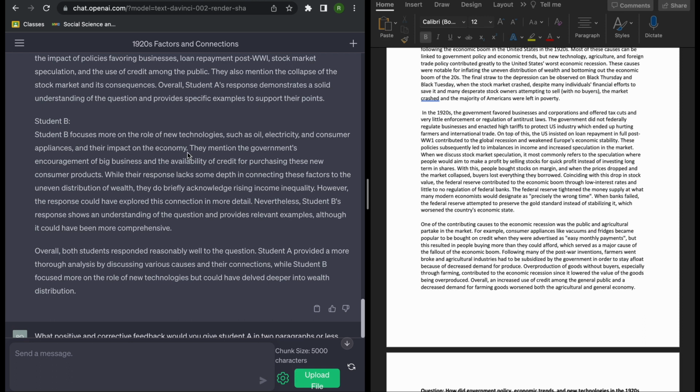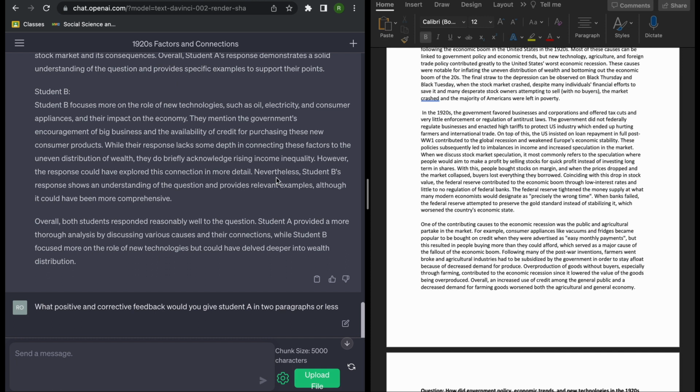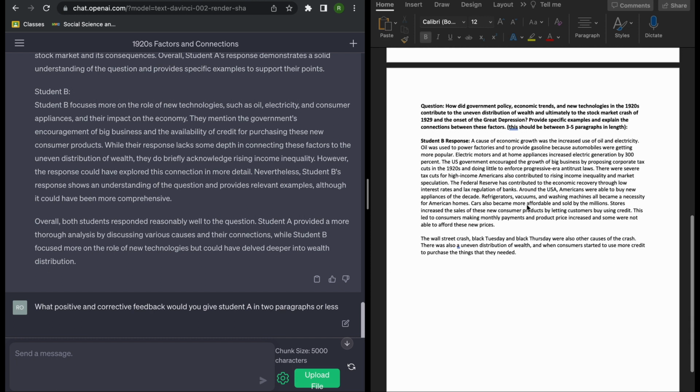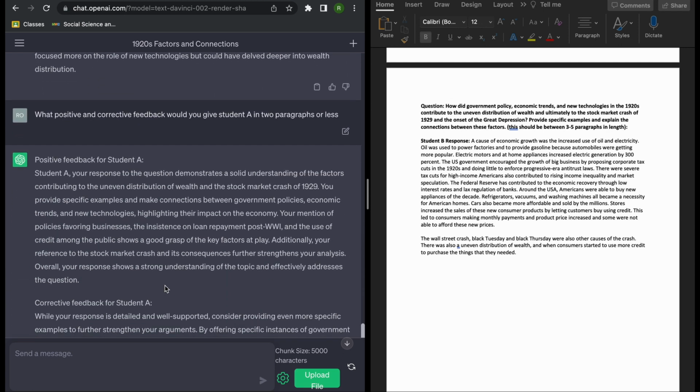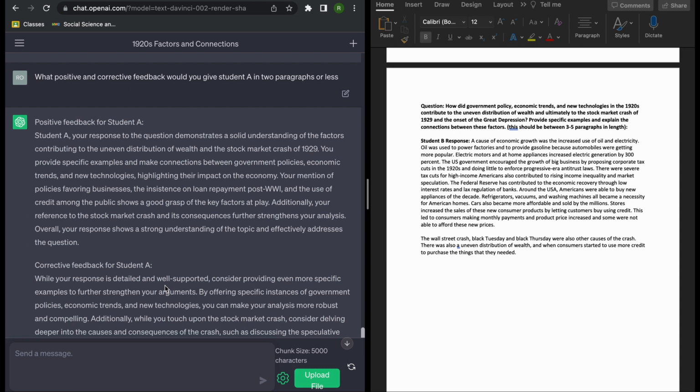Again, student B focuses on that role of new technologies, oil, electricity, consumer appliances. They mention the encouragement. They do briefly acknowledge rising income inequality. However, they could have explored that more in detail, and that's accurate. Again, I'll pause over here for you if you want to read in full student B's response. Okay, so now the AI kind of led us into what did they do well, what could they do better.